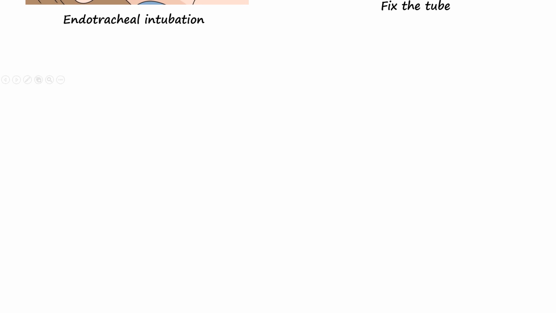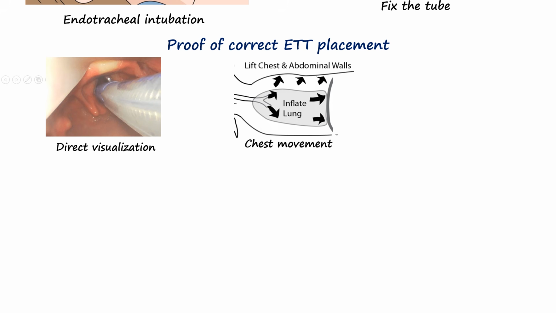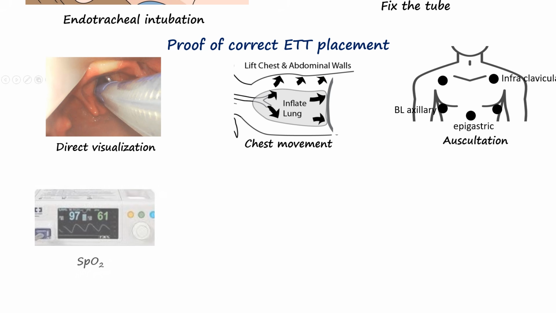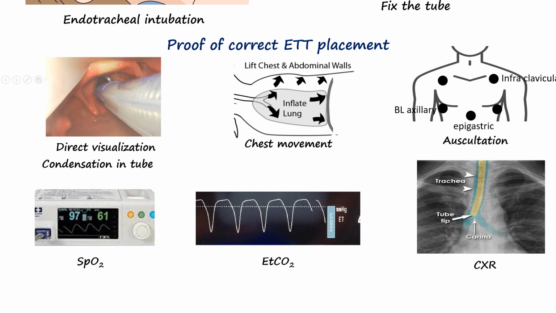Correct placement is verified through multiple methods. These are direct visualization of the tube passing between the vocal cords, bilateral chest rise and fall with ventilation, 5-point auscultation, consistent end-tidal CO2 or ET-CO2 waveform, sustained oxygen saturation improvement, visible condensation within the tube during exhalation, and finally radiological confirmations using X-rays or point-of-care ultrasound.